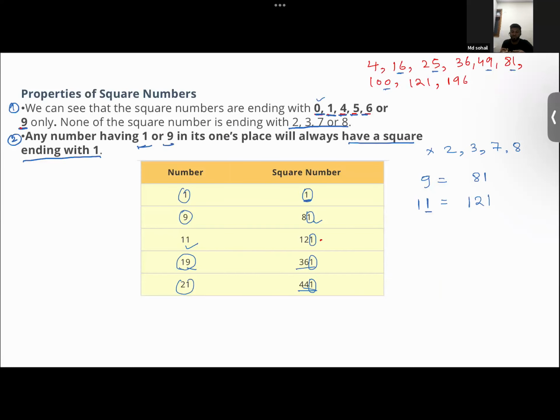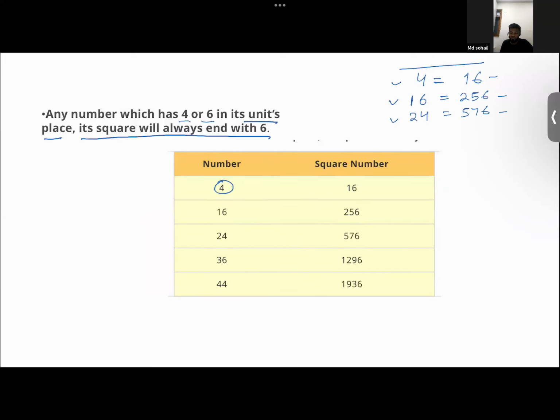See, any number whose unit place is either 1 or 9, their square will always have 1 in their unit place. They will end with 1. Now, the second property is that any number whose unit place is either 4 or 6, their square will end with 6. Like in all these numbers, the end digit is 6.